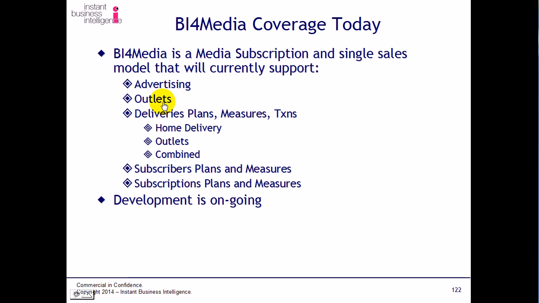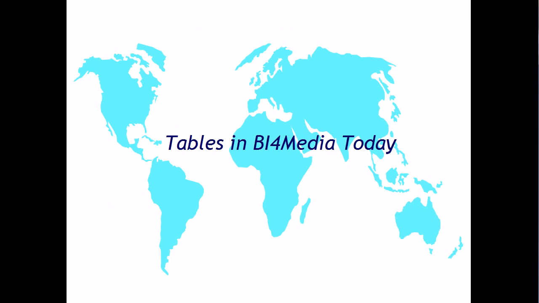services. Outlets, delivery plans, measures, transactions, and that includes home delivery, outlets, and then tables for the combined measures for home delivery and outlets, because if you're a newspaper deliverer, you want to have combined information for home delivery outlets. When I first did this for newspapers, I thought that given the squeeze on newspapers that there would be quite a bit of demand for this media model, but Sybase only sold a few of them. Subscribers, plans and measures, subscriptions, plans and measures, and development is ongoing.